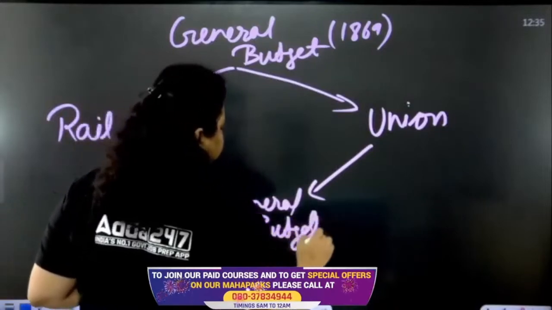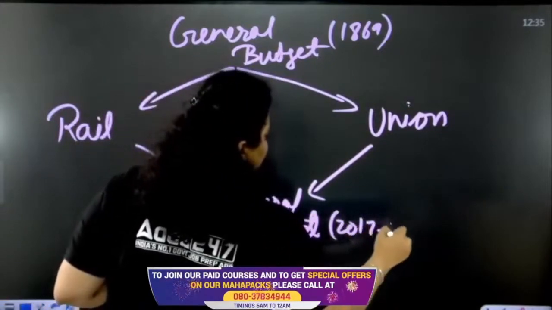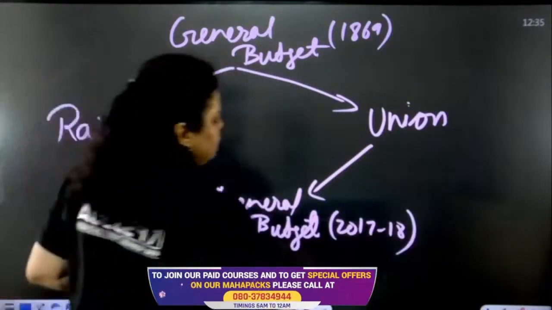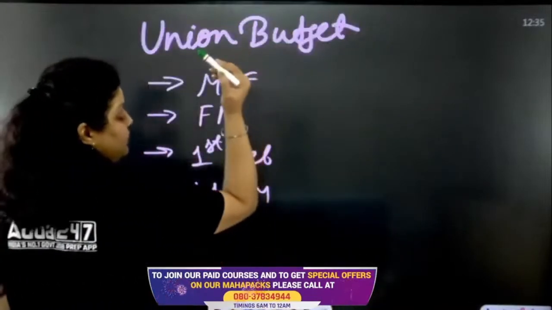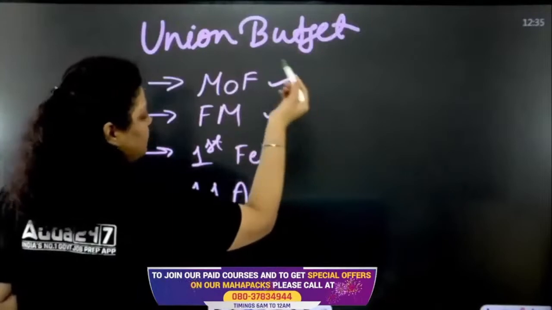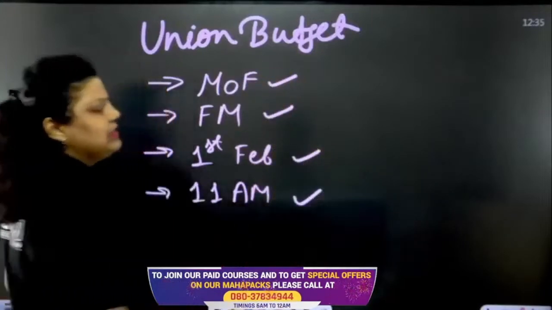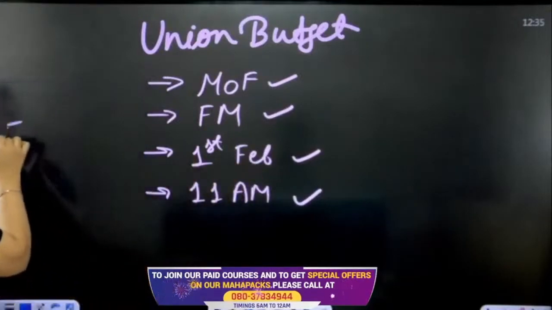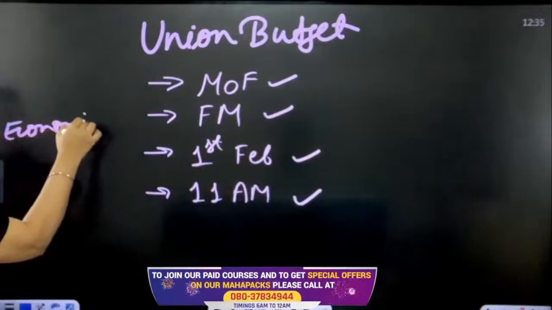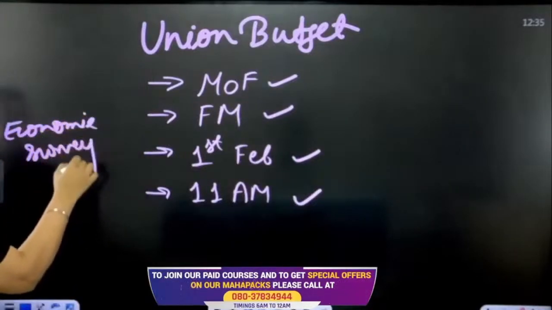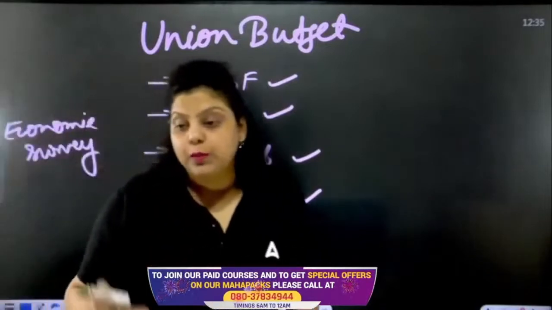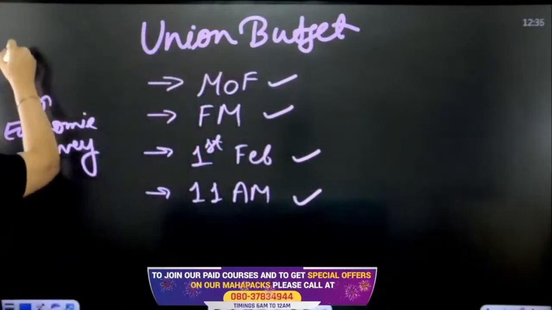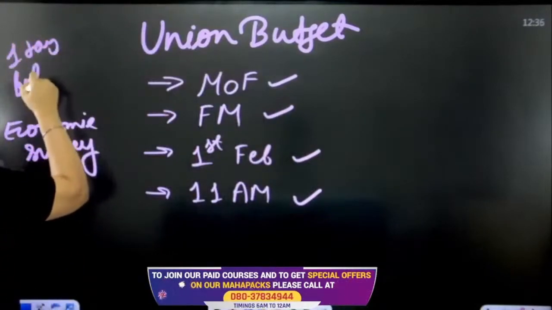From 2017-18 we again merged the budget and we are presenting the general budget only. Since then this general budget is prepared by the Ministry of Finance, presented by the Finance Minister, on 1st February at 11 AM. One day before the budget day we present the economic survey. The economic survey is simply the survey of the economy which lets you know the position of your economy. So it is presented one day before the union budget.